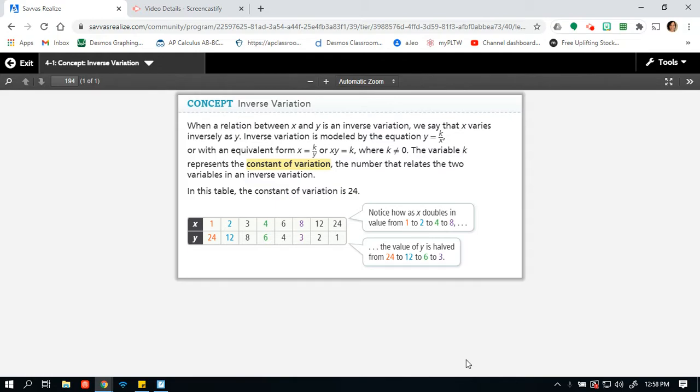Inverse variation is modeled by the equation y equals k divided by x, or with the equivalent forms of x equals k over y or x times y equals k, where k cannot equal 0. The variable k represents the constant of variation. The number that relates the two variables in an inverse variation. In the table, the constant of variation is 24.